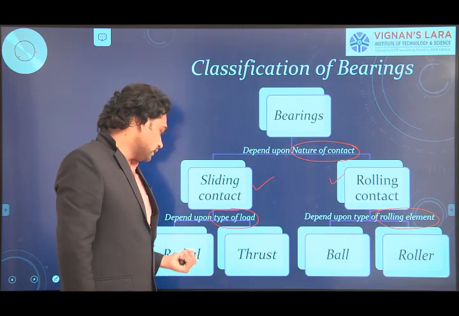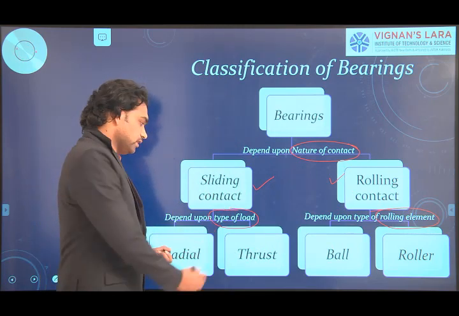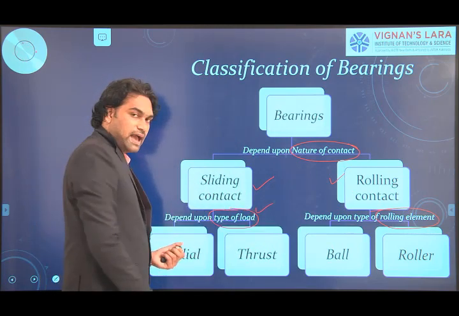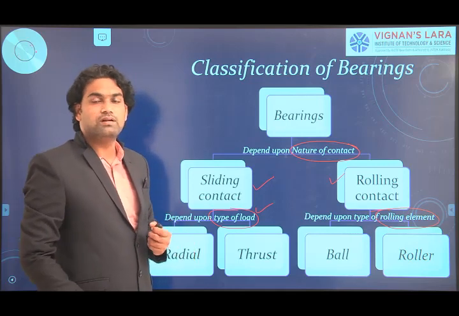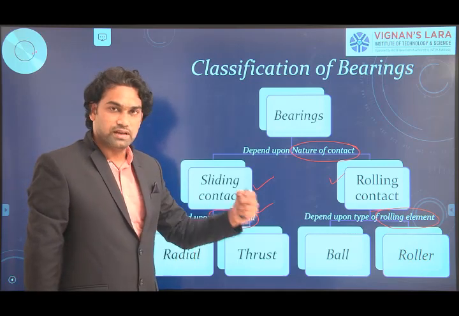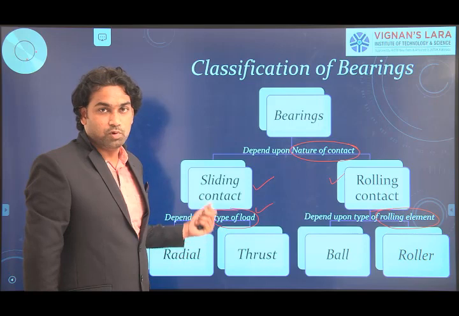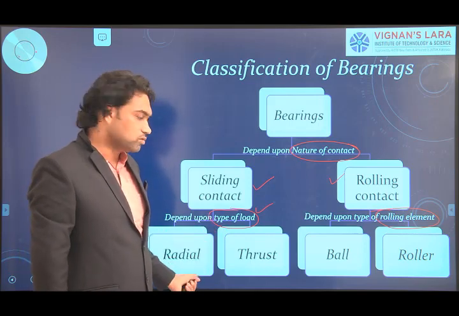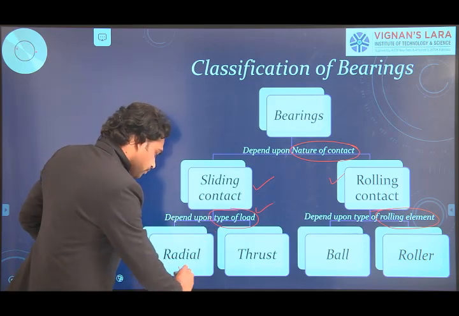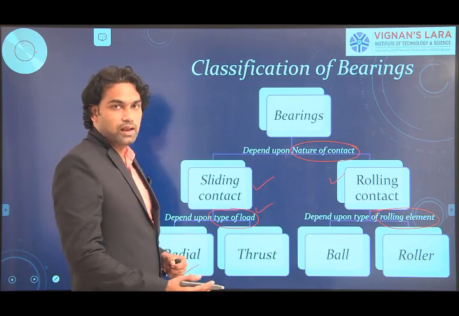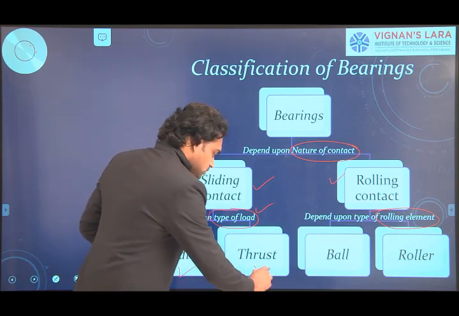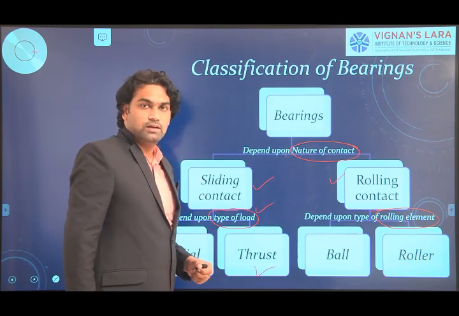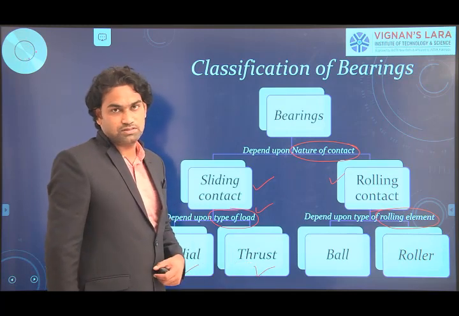And coming to the radial bearings, that is when the type of load acting is perpendicular to the axis of the shaft that the bearing is going to support, the load is a radial type of load, and the bearings we call radial bearings. And if the load is parallel or along the axis of the shaft that is supported by the bearing, then the bearings we call thrust bearings.